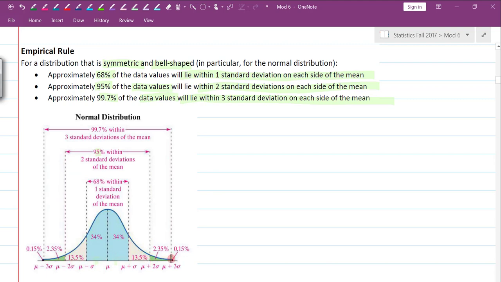If we look at 3 standard deviations, from here to here, we have 99.7% of the values that fall between -3 and +3 standard deviations of the mean.